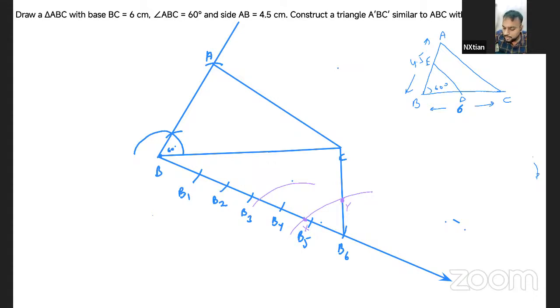Then just measure X and Y. Joshua, are you with me? No. Yes, sir. Then measure X and Y.